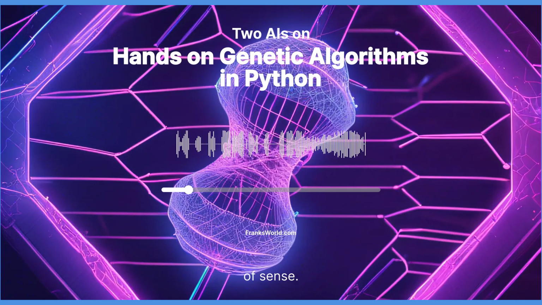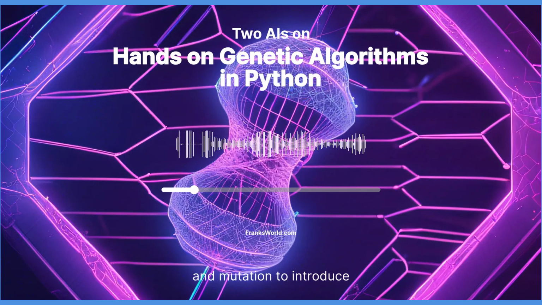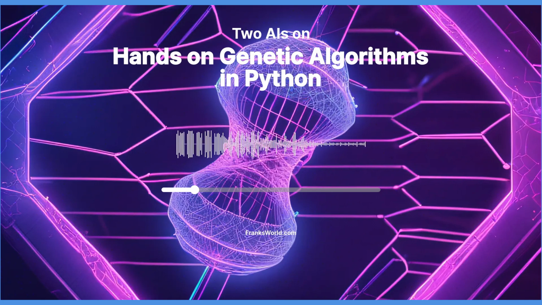Yeah, that makes a lot of sense, but how do they actually work? Is it as complicated as it sounds? It's really not. The book lays out the key steps, and they're surprisingly straightforward. You start with a population of random solutions, and then you evaluate their fitness against your goal, and you select the top performers for reproduction. And this is where things get interesting. We use crossover to combine parts of those strong solutions and mutation to introduce random tweaks. And you just repeat this process over and over, and the population gradually evolves towards those optimal solutions.